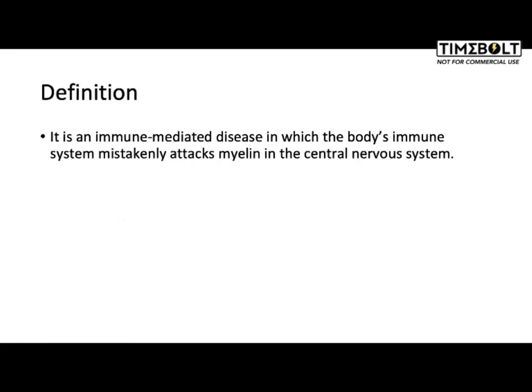Definition of multiple sclerosis. It is an immune-mediated disease in which the body's immune system mistakenly attacks myelin in the central nervous system. So there are 4 points. It is autoimmune. Second point is it affects the central nervous system. The peripheral nervous system is spared. The third is it affects the white matter. The gray matter is spared. The fourth is it affects myelin while the axons are spared.